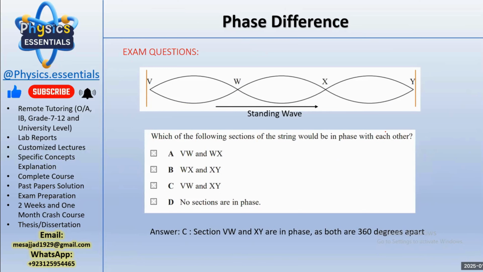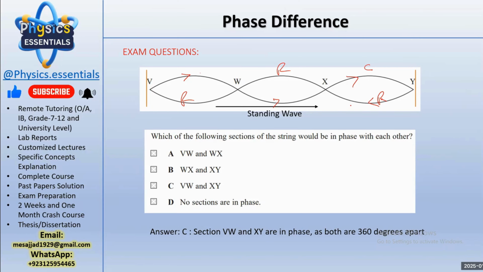This is an exam question for your understanding. We are having a standing wave in here, and from here it is reflected. So we will say that it's reflected, reflected, and reflected. You need to remember for standing waves, the trough becomes a crest upon reflection. Here you can see that the crest was coming, but upon return it becomes a trough. Now the question is, which of the following sections of the string would be in phase with each other?